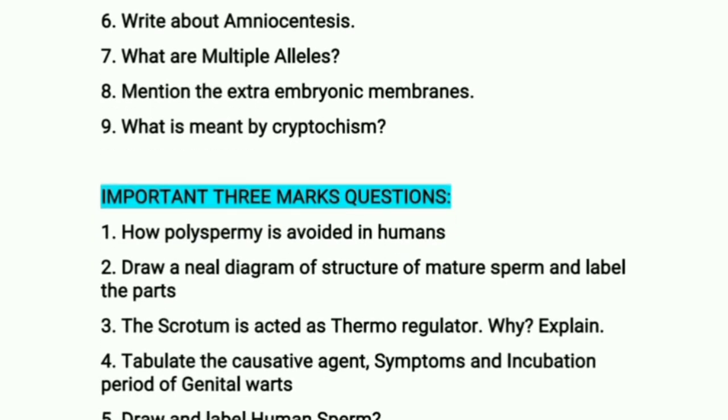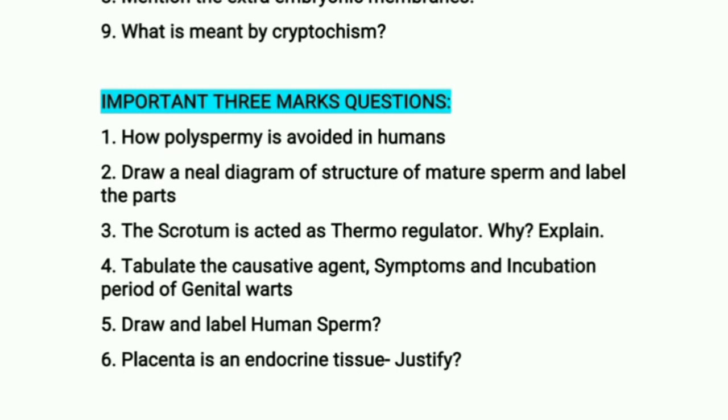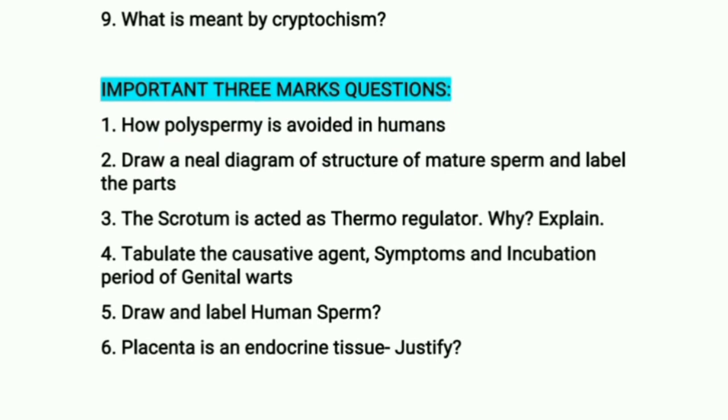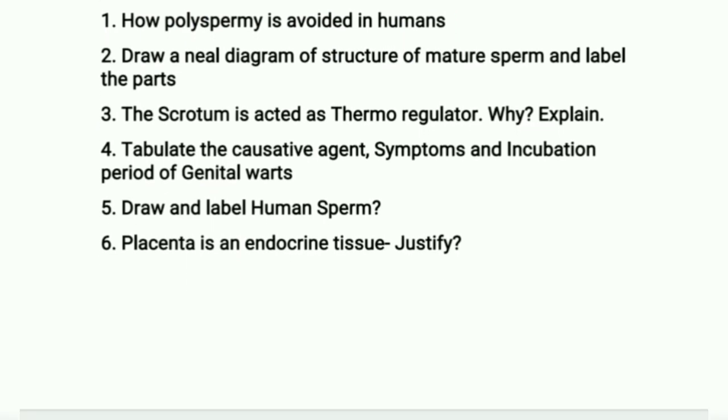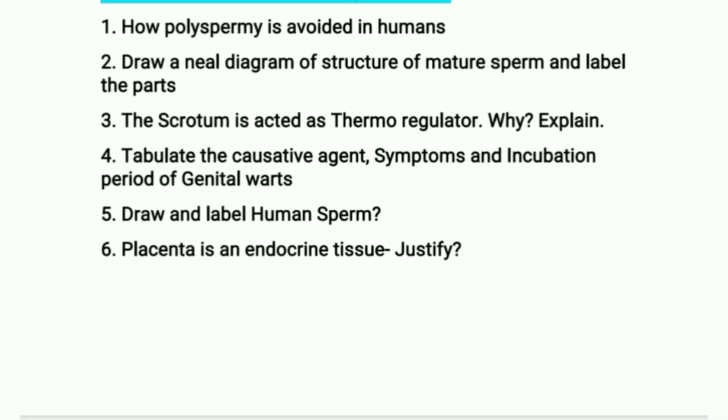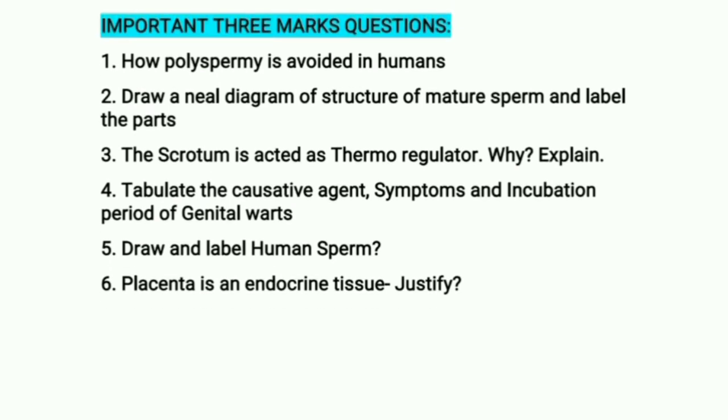Important 3 marks. How is polyspermy avoided in humans? Draw a neat diagram of the structure of a mature sperm and label the parts. The scrotum acts as a thermoregulator. Why? Explain. Tabulate the causative agent, symptoms and incubation period of genital warts.